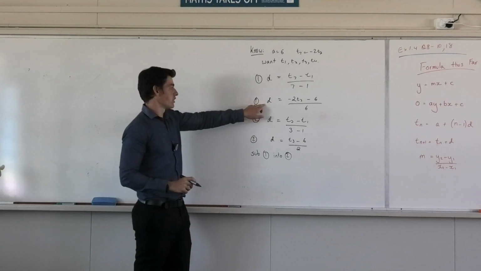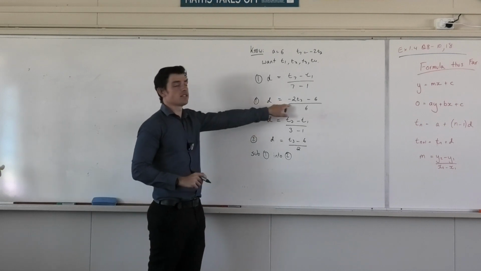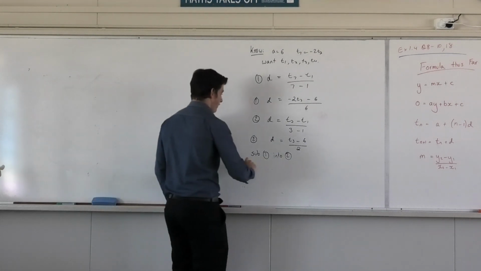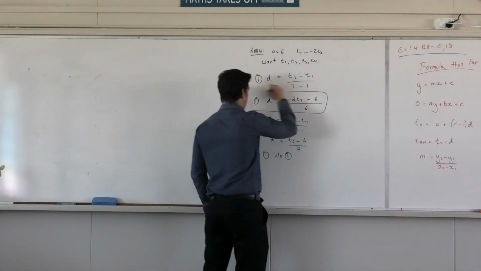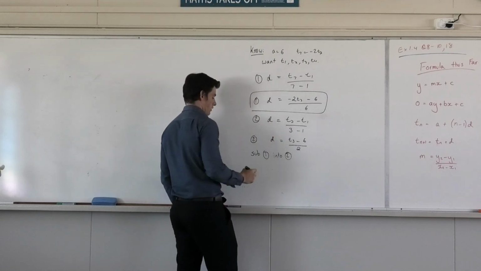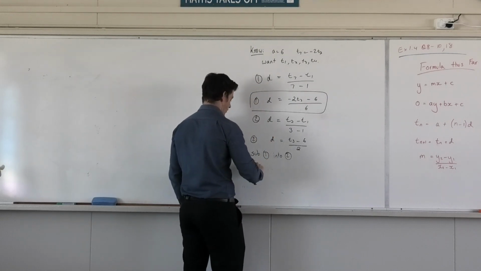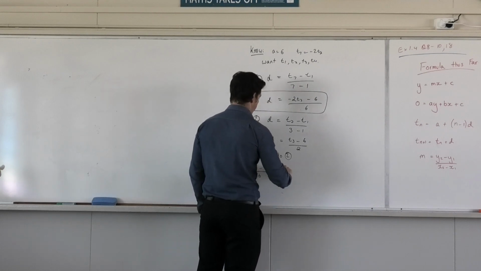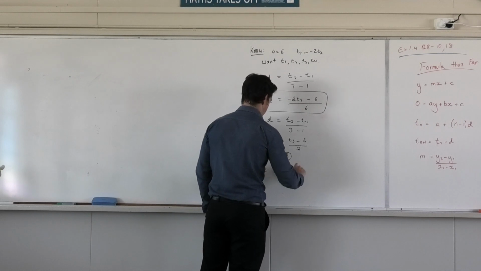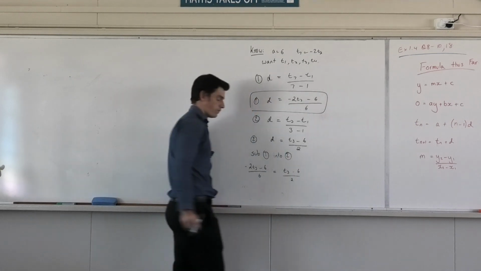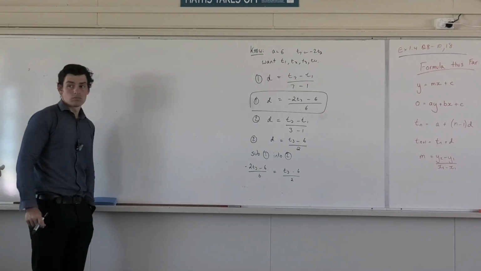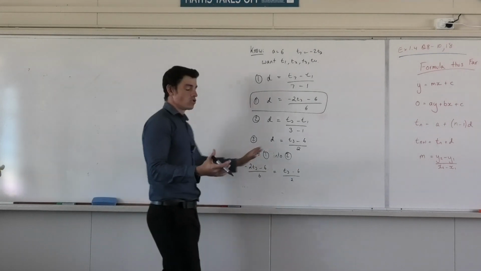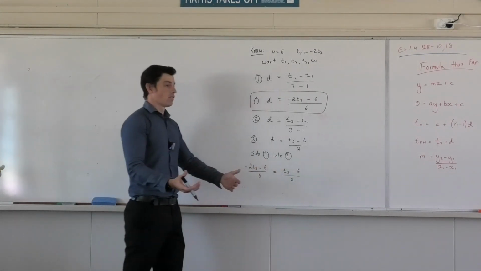Now what I'm going to do is sub 1 into 2. Wherever I see D in 1 or in 2, I'm going to replace that with all that gross stuff there. So I've got negative 2 T3 minus 6, divided by 6, equals T3 minus 6 divided by 2. Cool?